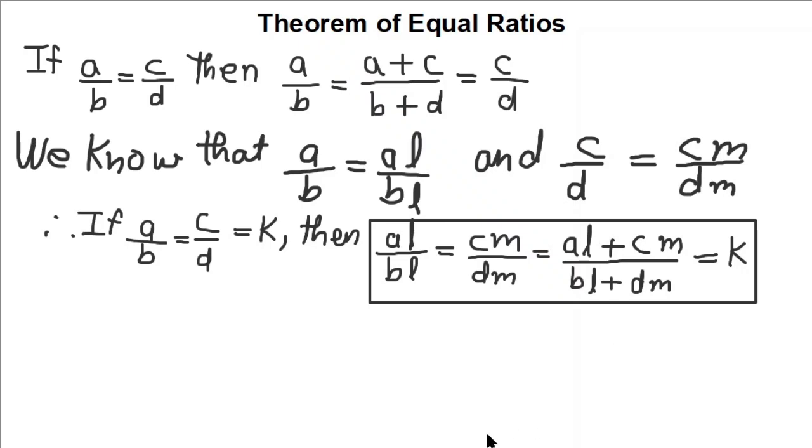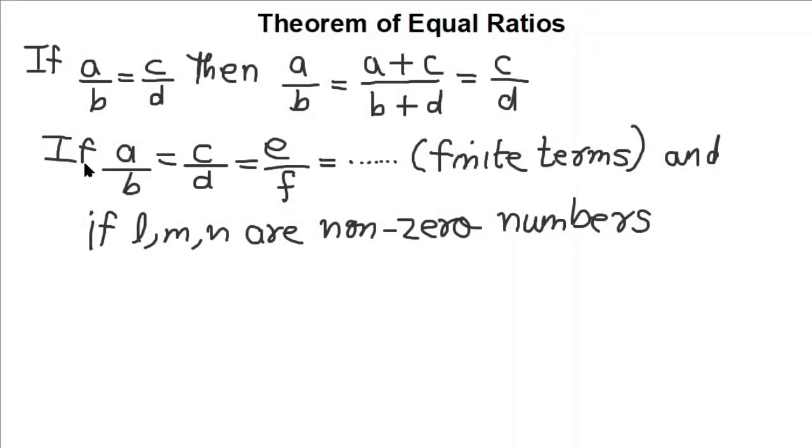Okay. Now we will see one more general form. See here. If A upon B is equal to C upon D is equal to E upon F, this theorem of equal ratios, we can use this theorem for ratios if there are three or more equal ratios. So finite terms. Okay, if finite terms of equal ratios are there, then also you can use this theorem. So if A upon B is equal to C upon D is equal to E upon F and so on. Okay, like this we can have finite terms. Finite means countable number of terms. Okay, limited number of terms, we can have 3, 4, 5, 6 ratios.